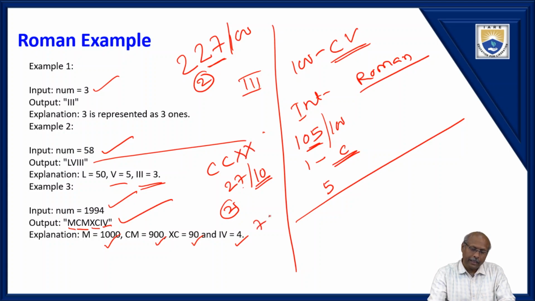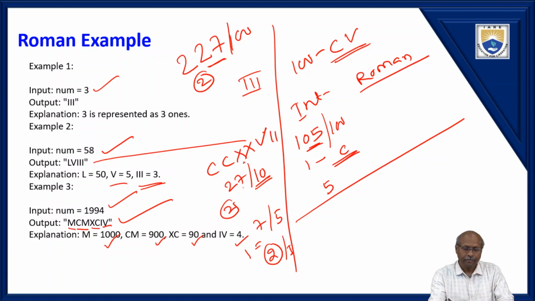And the remaining is 7. The 7, I divide by 5. If I divide by 5, how many will I get? I will get 1. So 1V. The remaining is 2. 2 is divisible by 1. Yes. So 2 ones, so II. So the result is CCXXVII.